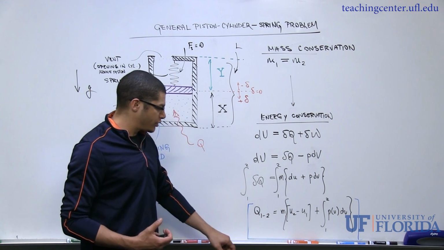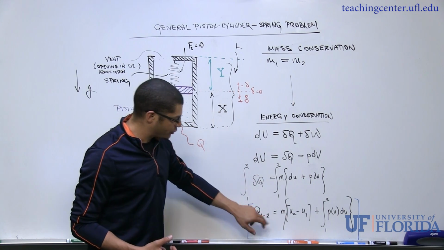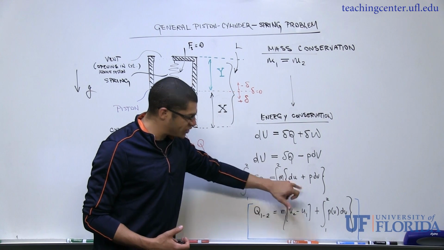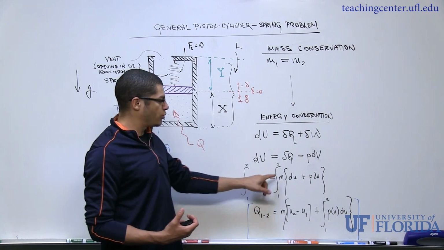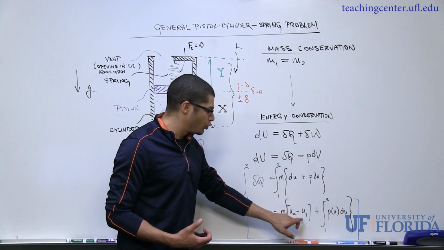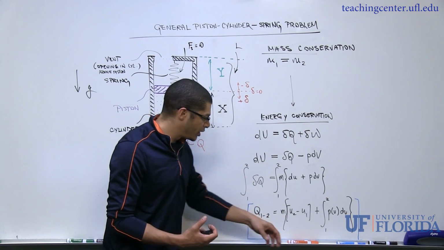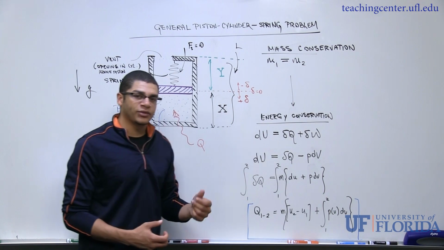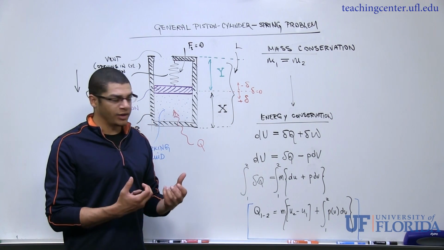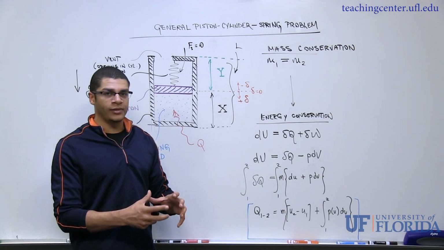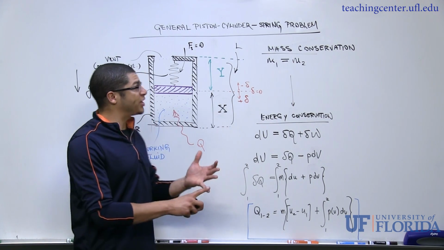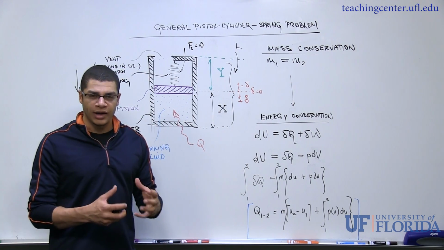And this is equivalent to, I've just pulled the mass out front. du is an exact differential, so integrating du, I just have u2 minus u1, the internal energy at state 2 minus the internal energy at state 1. And then plus, I've kept this second term inside of an integral, because that's really where most of the analysis for piston cylinder spring problems comes into play.